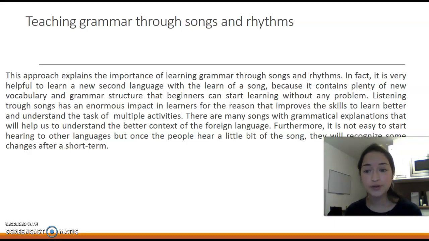And it is very helpful to hear songs. I personally took this approach to learn different languages, and it helped me a lot. I learned tons of songs and tons of languages just by hearing songs and rhythms in different languages, and it did make a difference as soon as I started doing this approach, and I think people should use it in order to master a language.